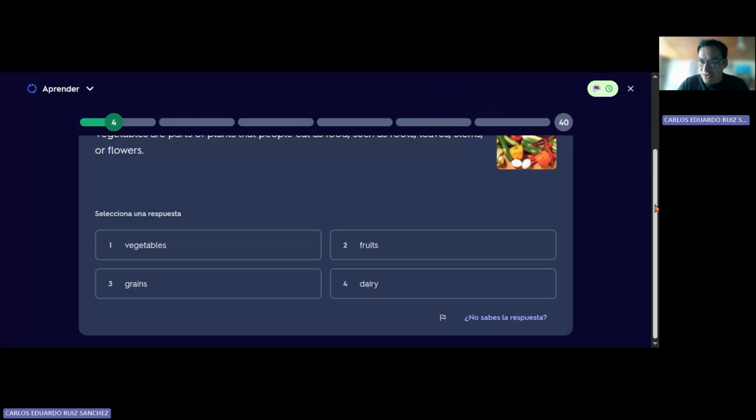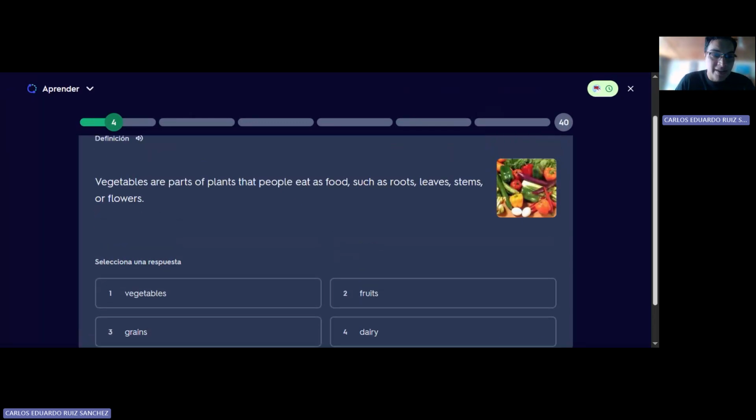It's an easy activity to identify vocabulary. Yes. In this case, vegetables are parts of plants that people eat as food, such as roots. What is roots? Dear students, if you don't recognize any of these vocabulary, don't hesitate to look them up in your dictionary and identify the meaning in Spanish. In this case, roots are raíces in Spanish, okay, leaves, stems, or flowers.